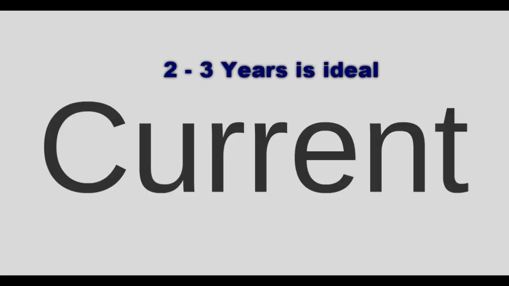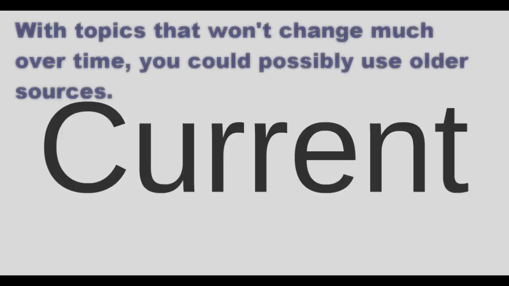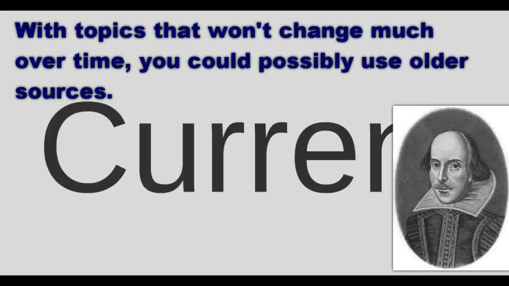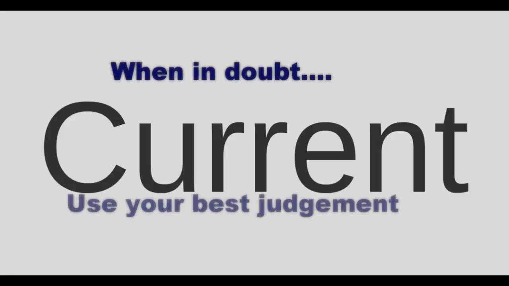But if we're talking about something that doesn't really change, the 5 to 10 year rule doesn't really apply. So for instance, with Shakespeare, information about where he grew up or interpretations of Romeo and Juliet aren't going to vastly change in 10 to 5 years. So when I say current, it's really important that you use your judgment here.